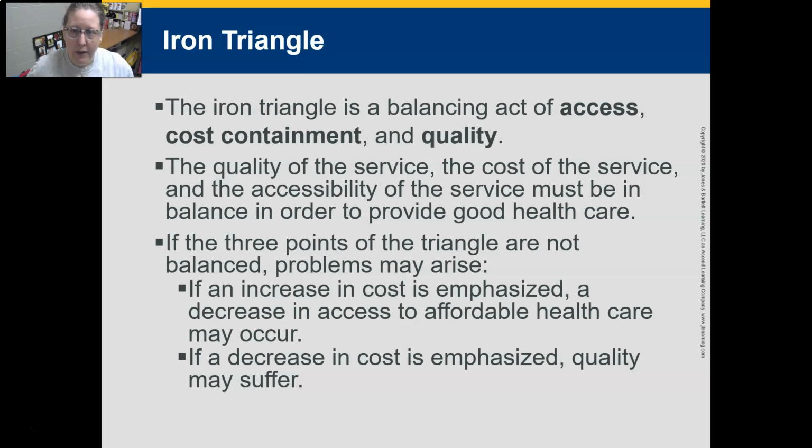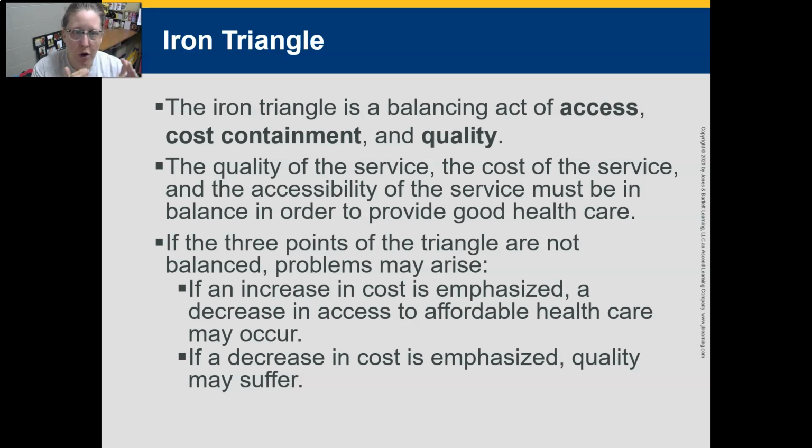And then the last concept we're going to look at is the iron triangle concept. And it's the idea, within the healthcare system, of balancing access, cost containment, and quality. And so these all have to be in balance in order to provide good healthcare. So if you look at it, normally you want all three of these points to be balanced. But if there's an imbalance, there are problems.